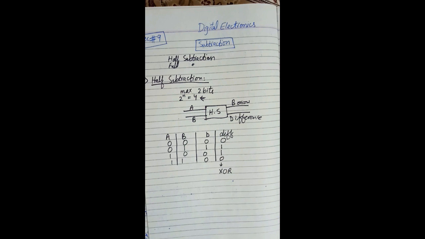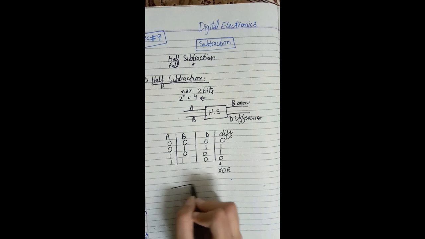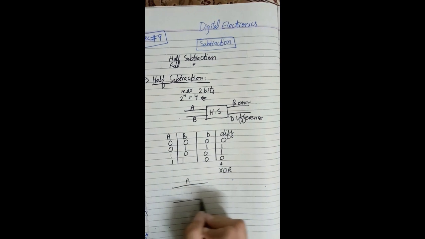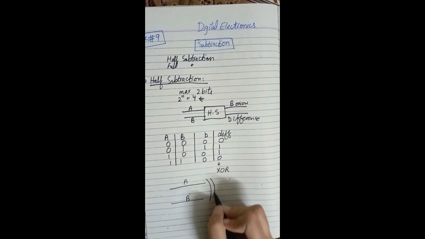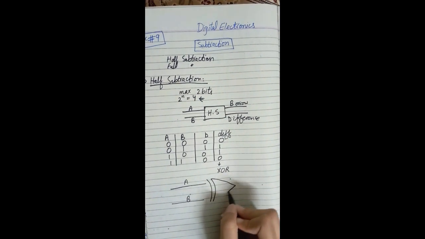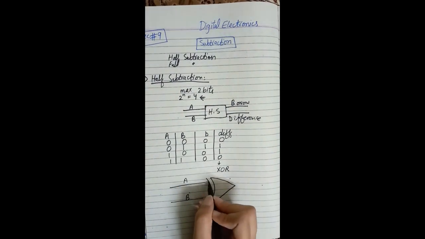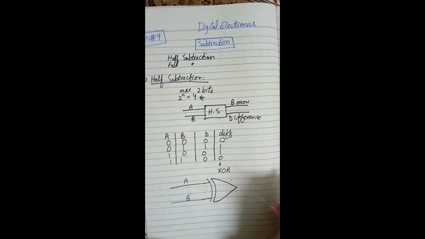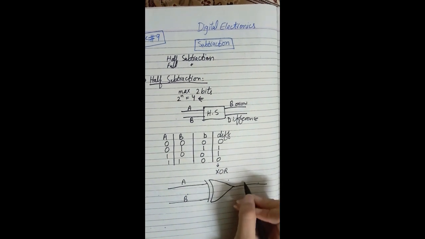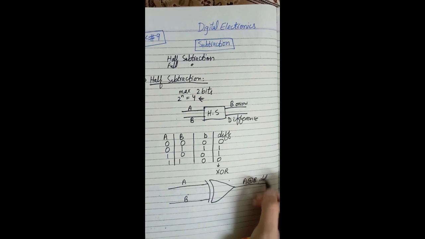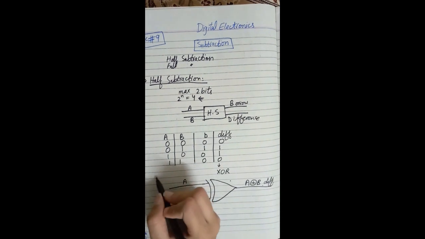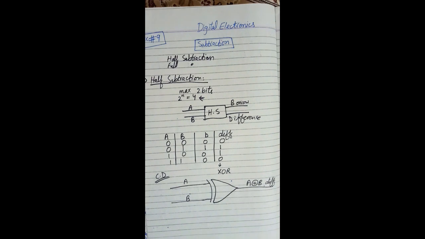our circuit diagram for the XOR, that will be like A and B. We will make our XOR gate symbol. This is the symbol of the XOR gate. We have studied it before. And this is the output A XOR B, and we can say the difference. This is the circuit diagram for the difference. Now we will study the borrow.